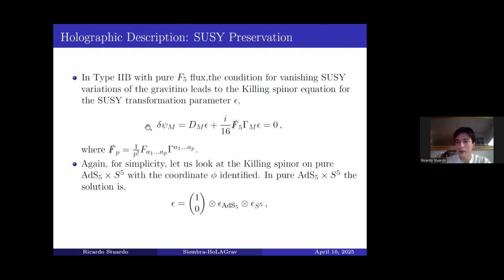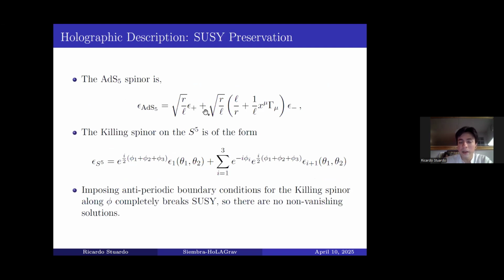So now, how is supersymmetry preserved on the gravity side? Well, you need to look at the supersymmetry variations and impose that the variations of the fermion fields are 0. In type IIB, when you only have F5 flux, it leads you to this equation for the SUSY parameter epsilon. Basically, when you have spaces of this form, you can decompose it into an AdS5 part and an S5 part, and this piece is just because you need to complete the dimensions of the spinor in 10D, and because you are in type IIB, you want the spinor to be chiral, so this is why you add this extra bit.